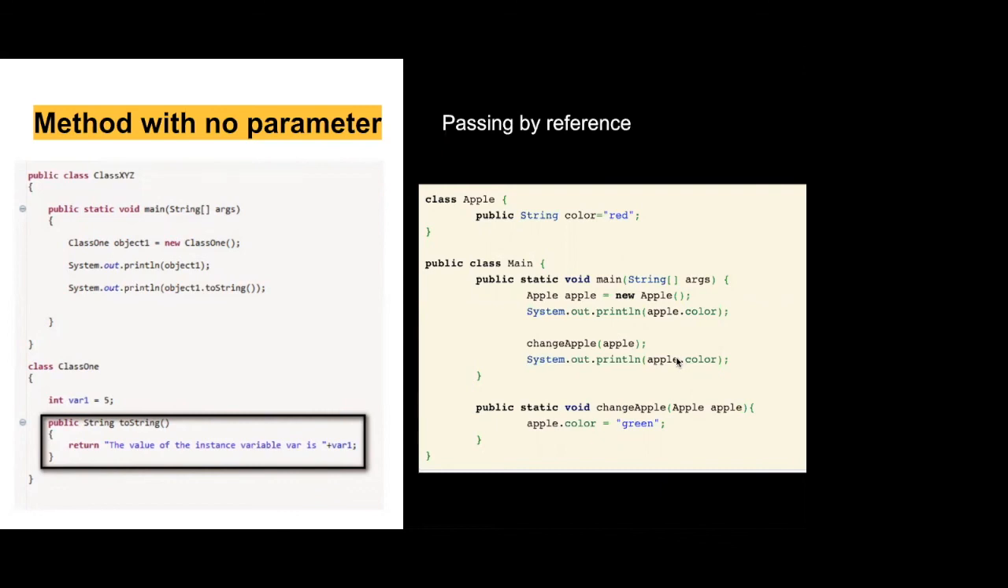So in CSE110, we only have passing by value, which is in the previous example, and here is passing by reference. It's quite important to understand how those passing things work.